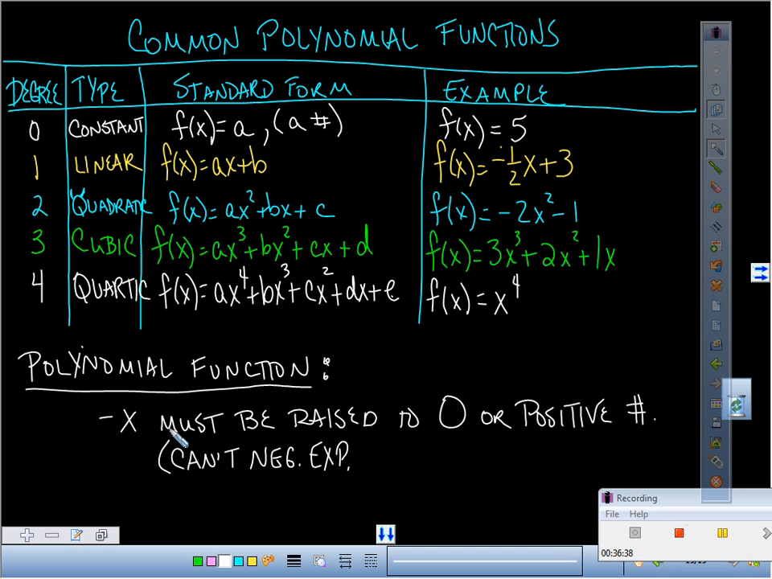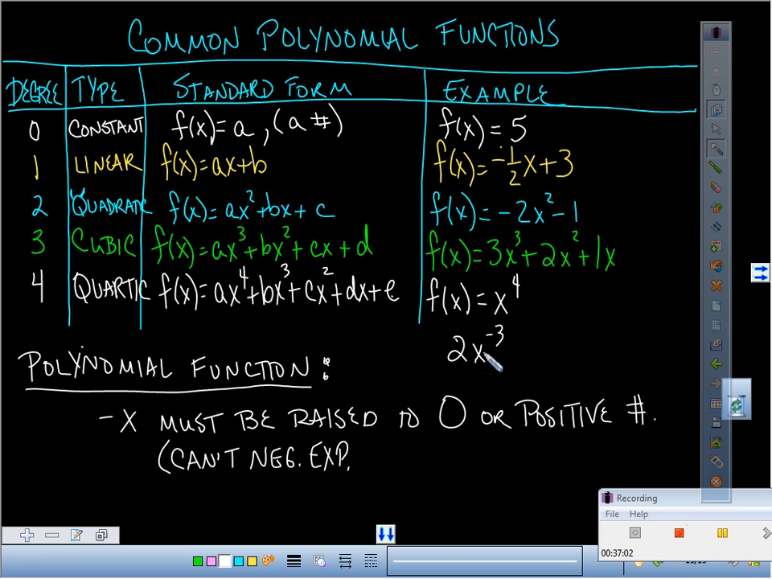You don't know? What about this? What if I had 2x to the negative third? Is that a polynomial function? No, we just said it has to be raised to the 0 power, which means there won't be an x, or to a positive number, so obviously he's out.